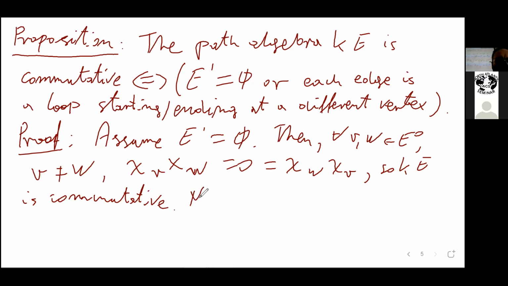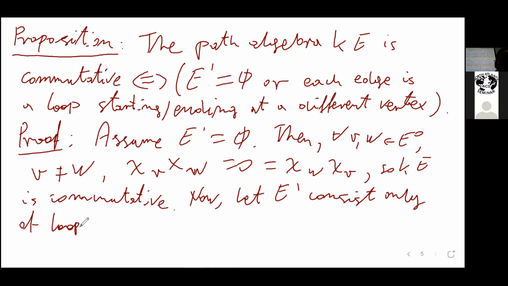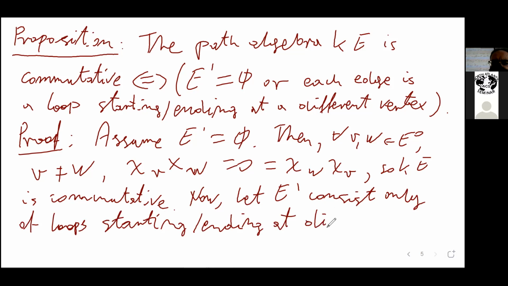Now let E1 consist only of loops starting and ending at different vertices.